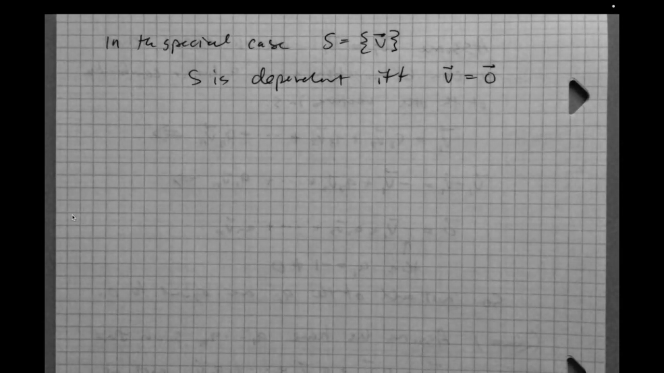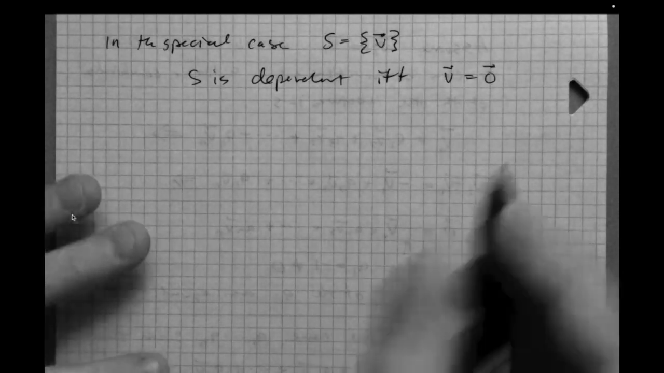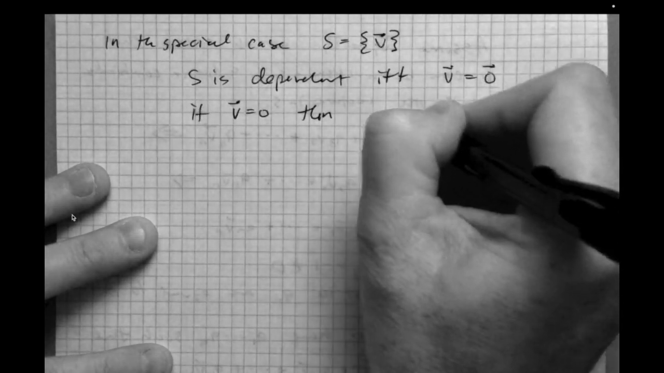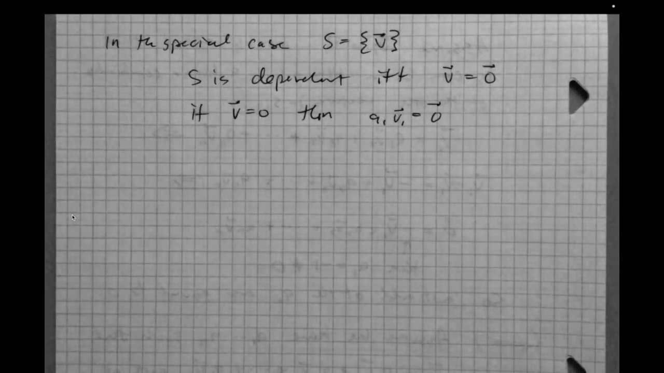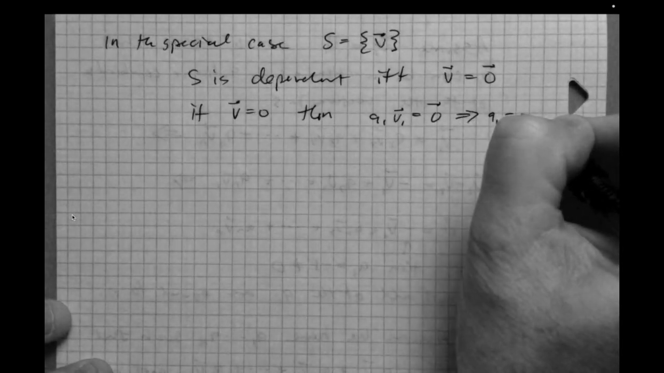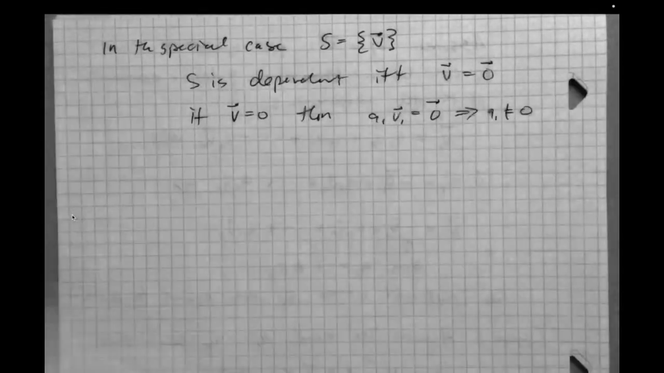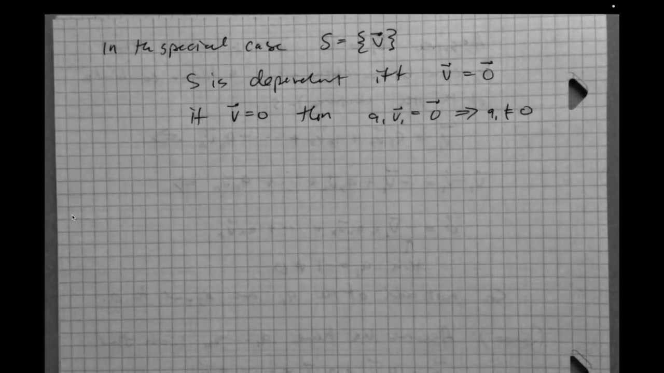And if this is true, if the vector is equal to 0, then obviously A1 V1 equals 0 is fine. Oh, A1. Sorry, this implies that A1 doesn't necessarily need to be 0, right? And so you have dependence. Okay, because V is 0, right? So basically any A will work for A1.